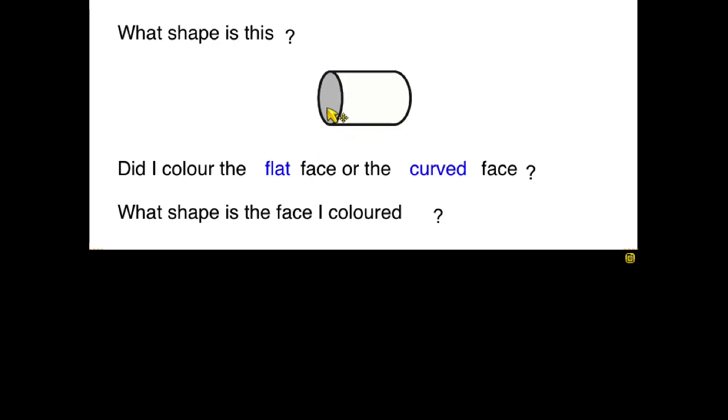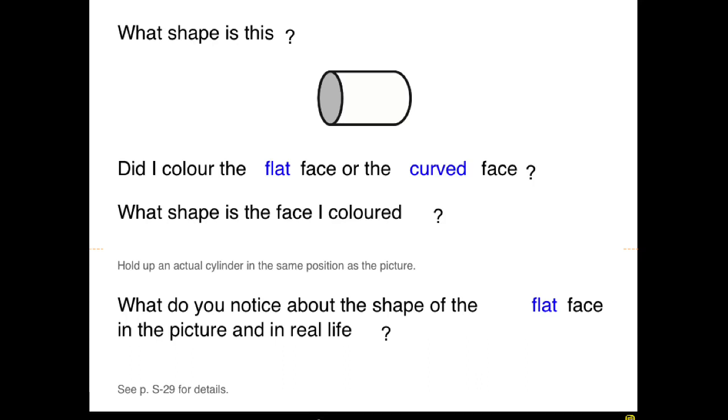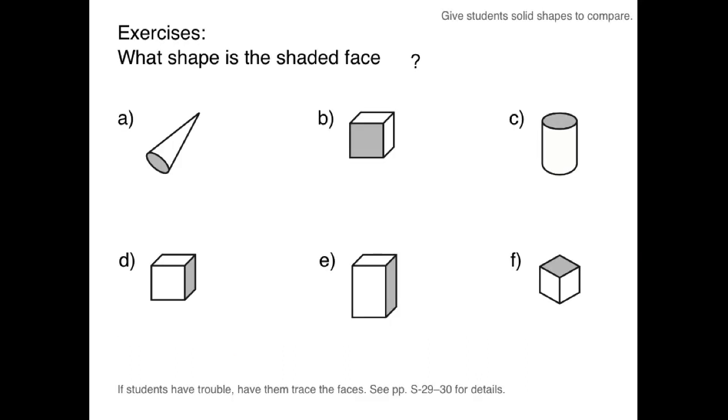So the flat face got colored in, shaded in gray, and the shape of the face that we colored in is a circle. So if you look at all of these 3D shapes, they all have one of the faces colored in. So if you look at the face colored in on this cone, the shape of that face is a circle. On the cube, the face that is colored in is a square. This colored in face is a circle.